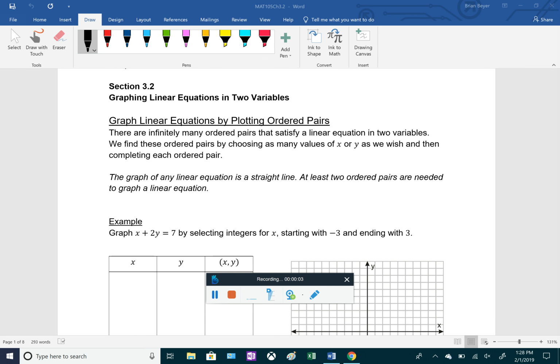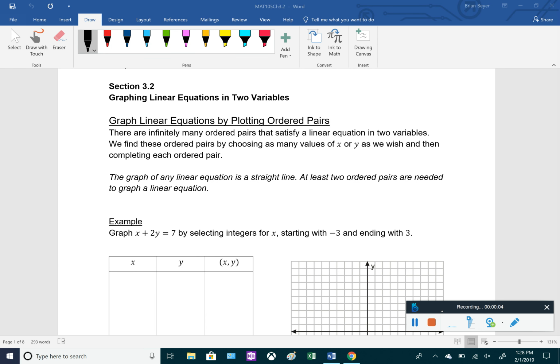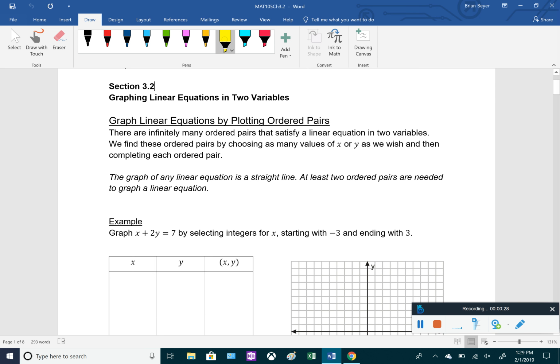Picking up where we left off from section 3.1, we're now going to be graphing linear equations with two variables. We're going to do this using that same method that we were doing right at the end of 3.1. We were creating a table and getting an ordered pair, an XY coordinate, and now we're going to take that and plot it on a graph, and it's going to help us graph it.